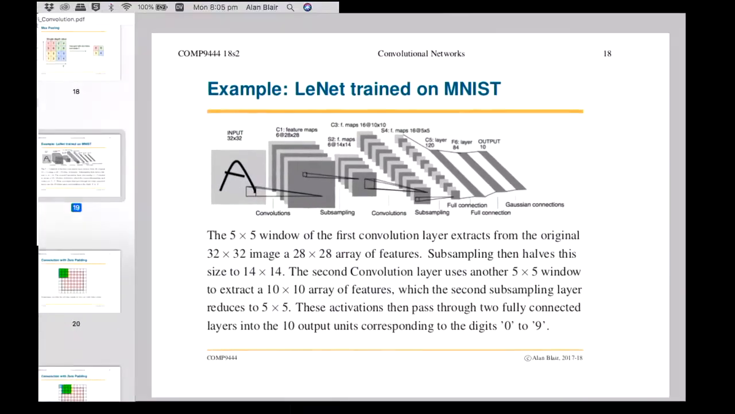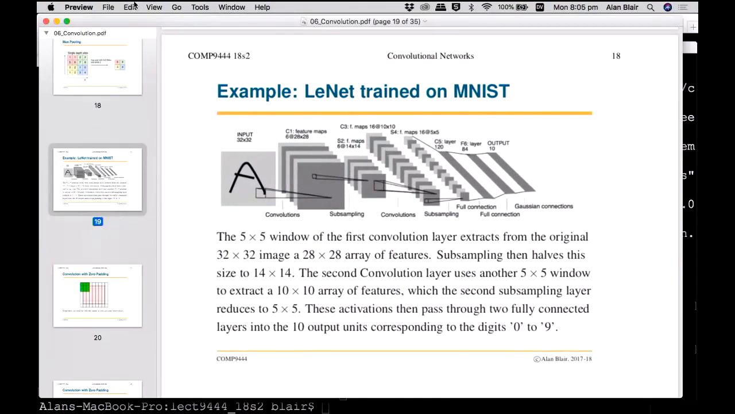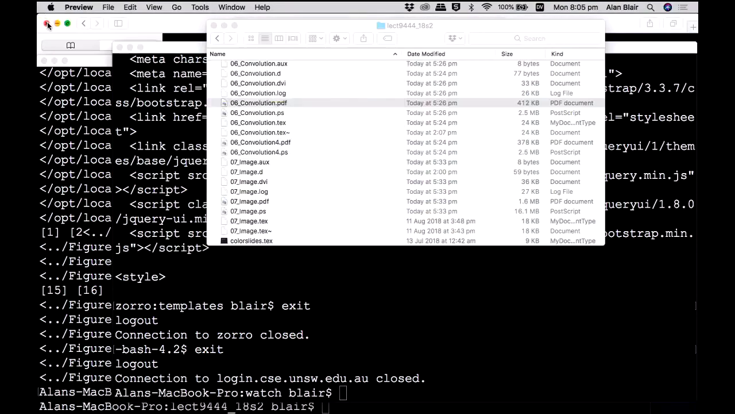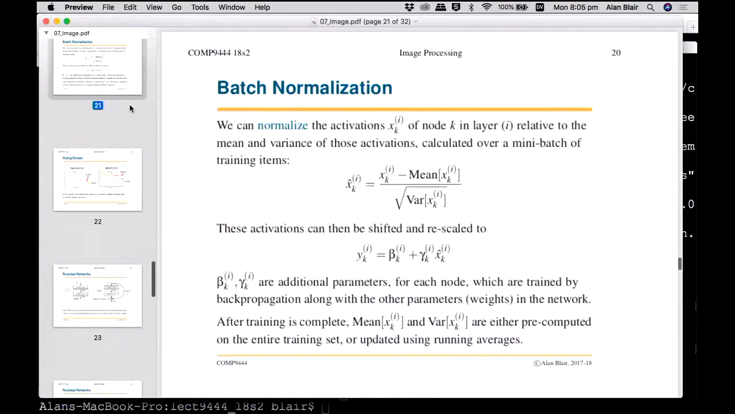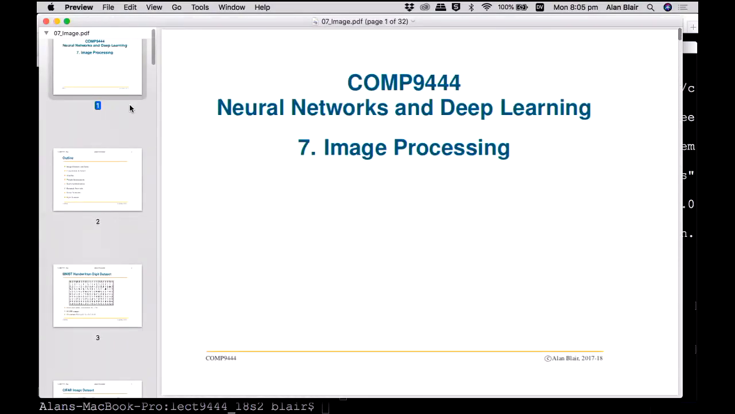Okay, so in the time we've got left, I'm just going to talk a little bit more about AlexNet and some of the other details of what was done there.